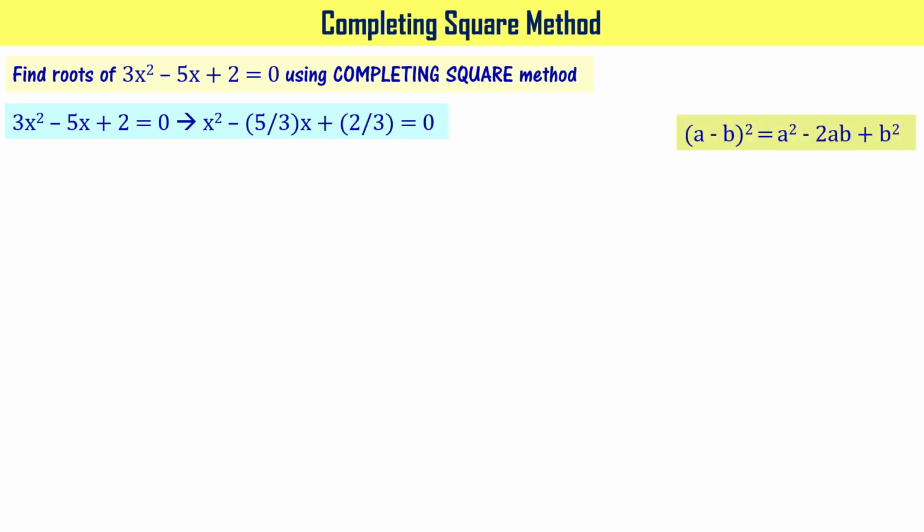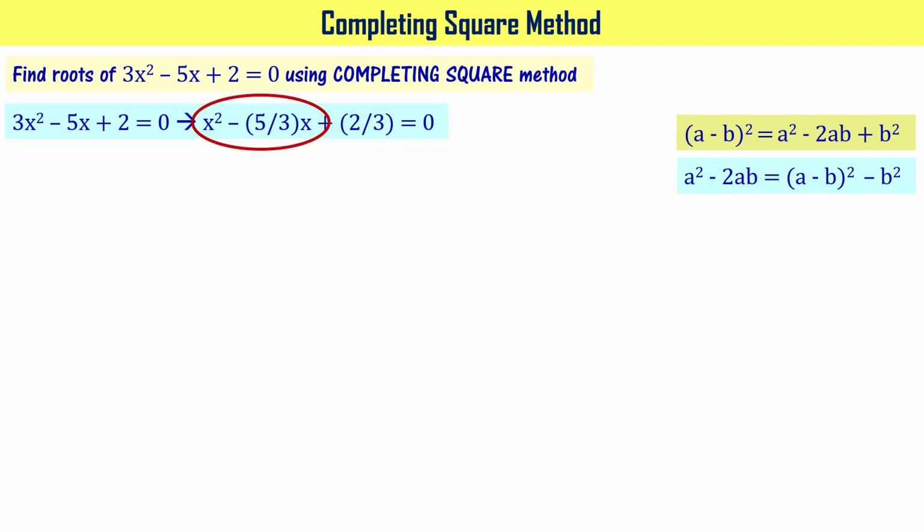Now I'm using the (a minus b) whole square formula because we have minus 5 by 3x. That's why I chose to use the (a minus b) whole square formula, that is written as a square minus 2ab plus b square, right? You rearrange this equation such that you can write a square minus 2ab equal to (a minus b) whole square minus b square.